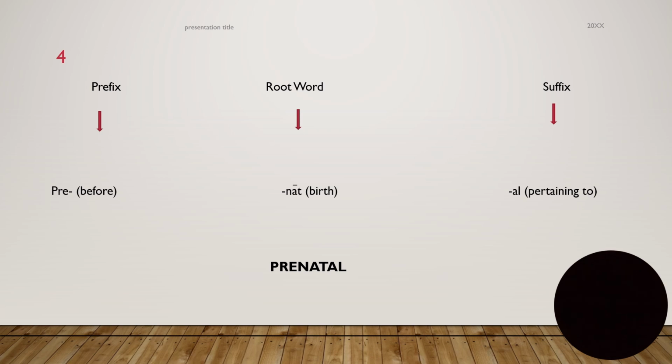You have the prefix pre, which means before. You have the root word nate, which means birth. Then you have the suffix al, which means pertaining to. And when you bring the prefix, root word, and suffix together for this word, the medical term is prenatal, which means before birth.